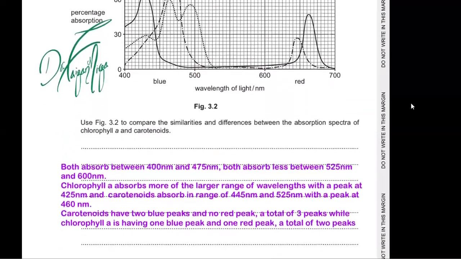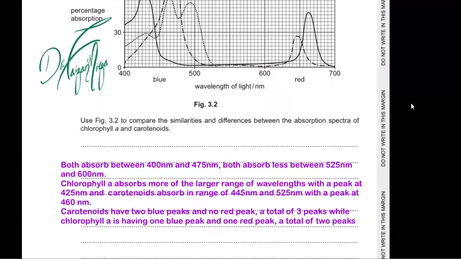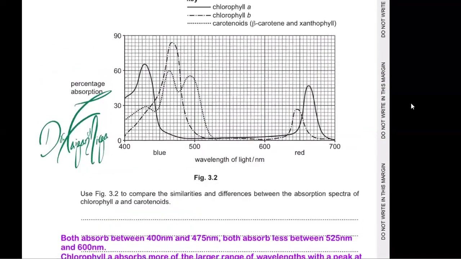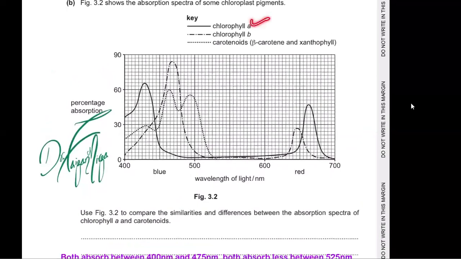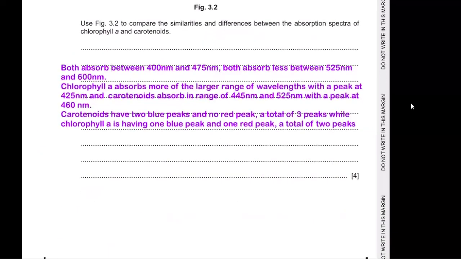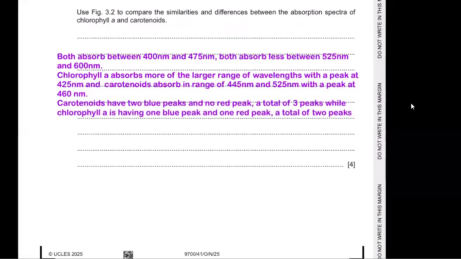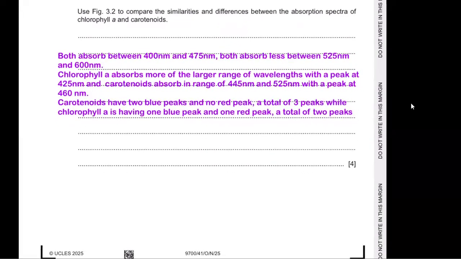So they are saying compare the similarities and differences between the absorption spectra of chlorophyll A and carotenoids. So chlorophyll A is represented by this and carotenoid is represented by a dotted line. So we'll start to just compare these two things together. So this is the line for chlorophyll A. We'll just compare it with the carotenoids one, the dotted, and we'll just put together some values with the relevant units. We'll pick up the units where the trend changes and we'll put the values together comparatively.